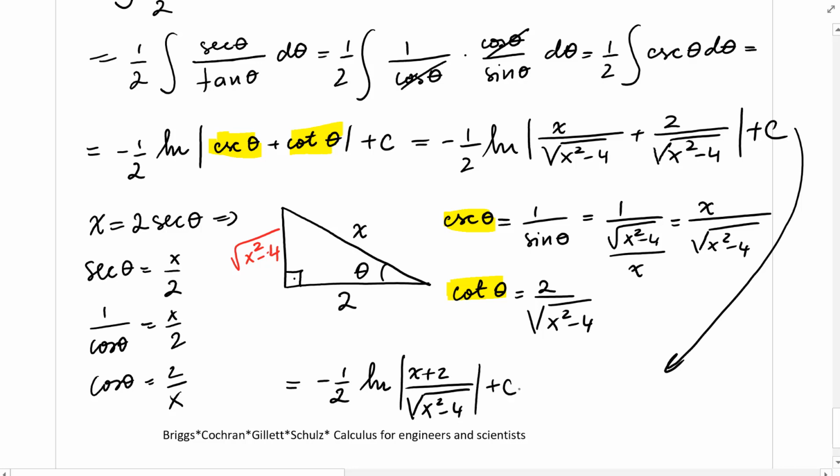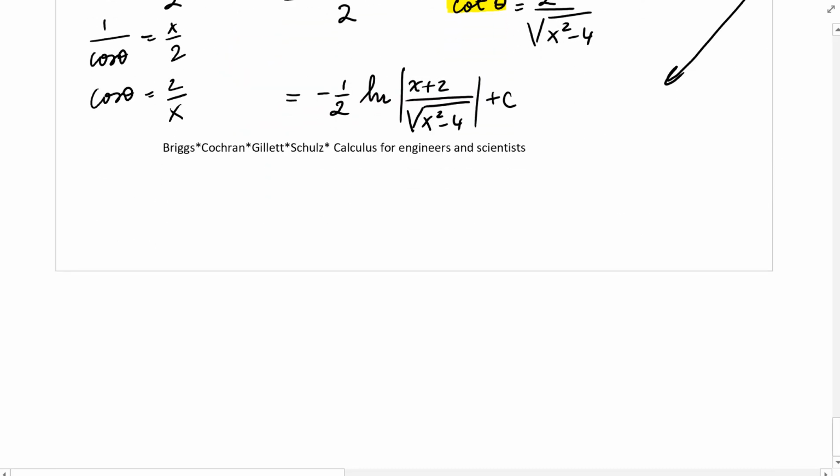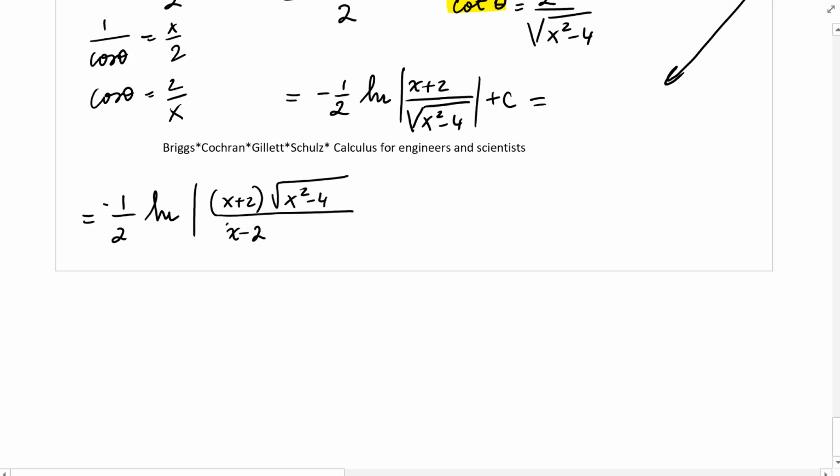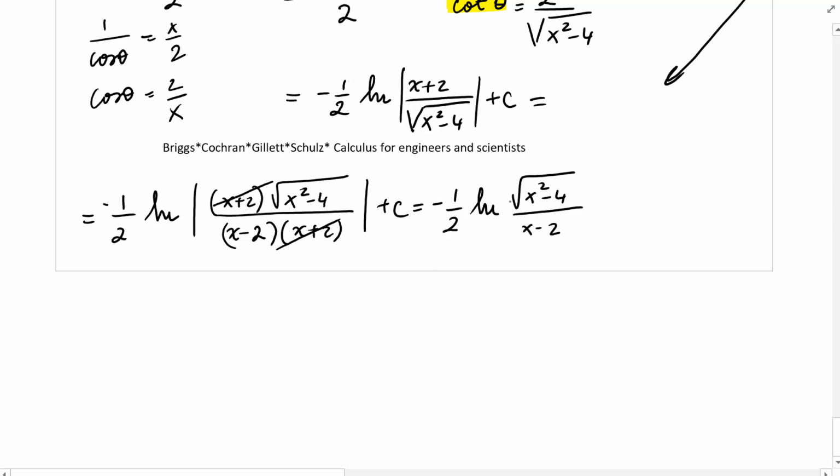Can we rewrite this or simplify it? Yeah, we can say -1/2 ln of x plus 2 and then rationalize the square root of x squared minus 4 over x squared minus 4, which I'm going to write as x minus 2, x plus 2, because I can simplify this. So we can get -1/2 ln of square root of x squared minus 4 over x minus 2.